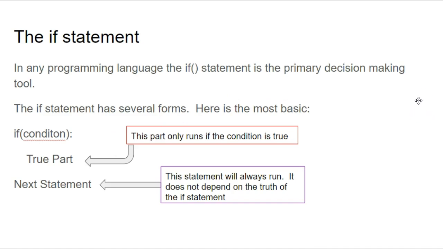So the if statement is your primary decision-making tool in any programming language. The if statement has several forms. Here's the most basic. It's if condition followed by a colon. If that condition is true, the true part executes. Otherwise, it doesn't execute, but we come to the next statement. Top down, test the condition. If true, do this, then this. Top down, test condition. If false, just go here.